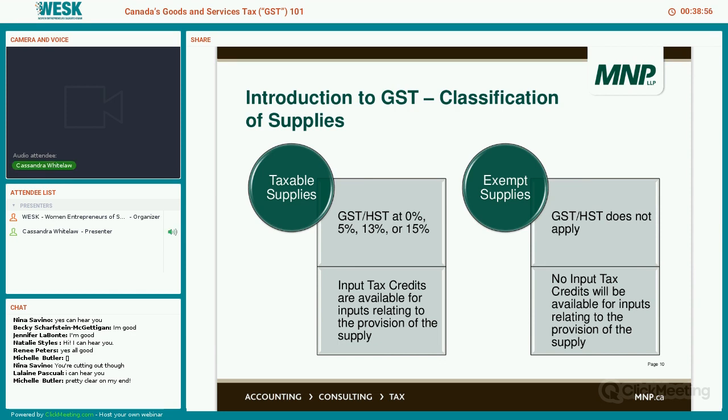The majority of goods or services that you're going to see are going to be taxable supplies taxed at the GST rate of 5% or the HST rate of 13% or 15%, depending on which province you're in. Exempt supplies are those supplies which do not attract GST, and you won't be able to claim back any GST that you've paid relating to the inputs for those supplies.